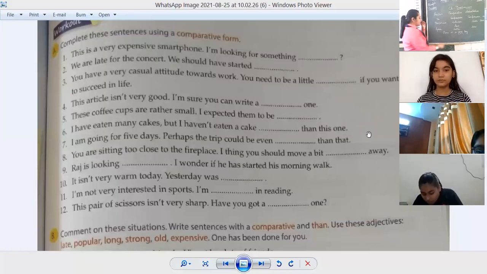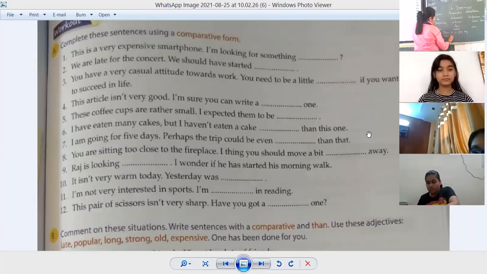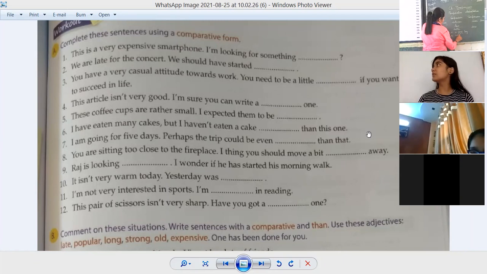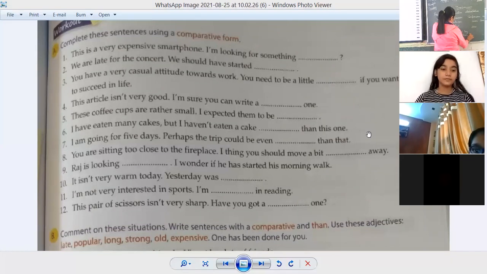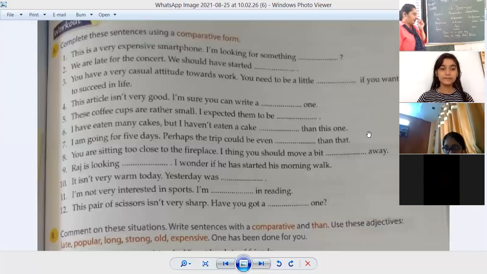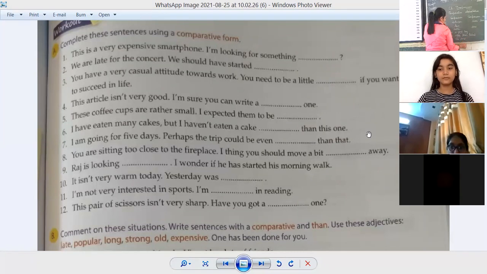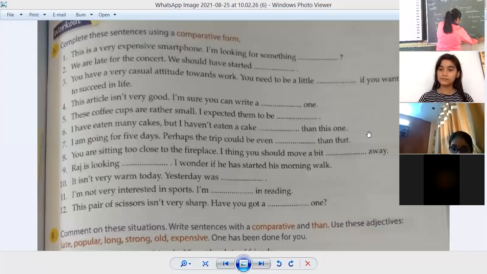If I say Ram is better than Rahul, I'm comparing two. I'm making a comparison between two, so it is called comparative. If I say Ram is the best boy in the class, I am making a comparison of more than two. Here I'm talking about more than two, so it is superlative.